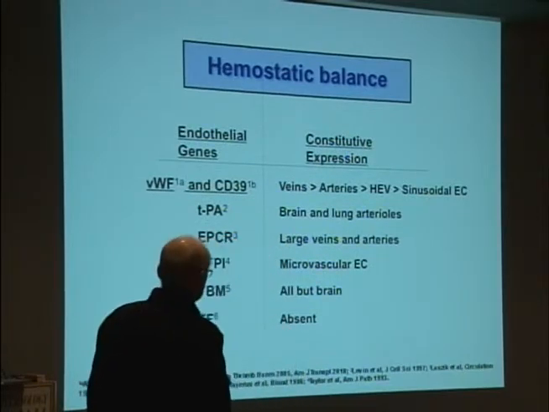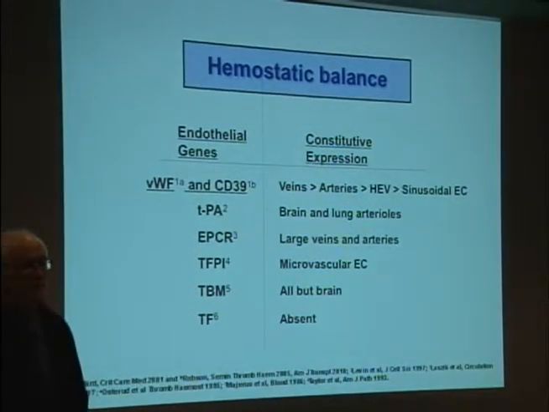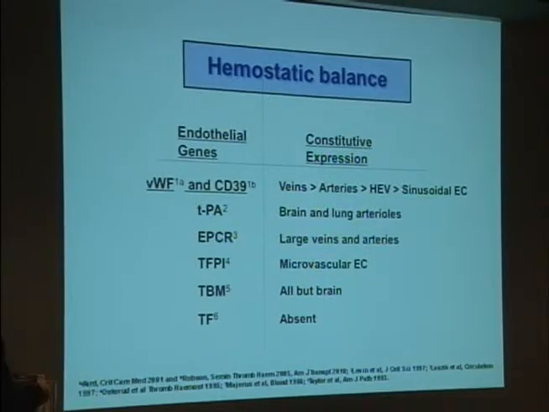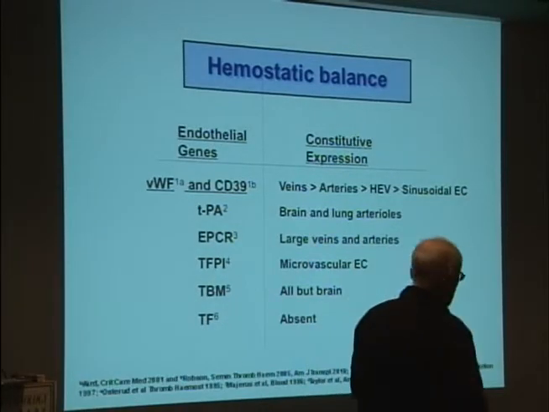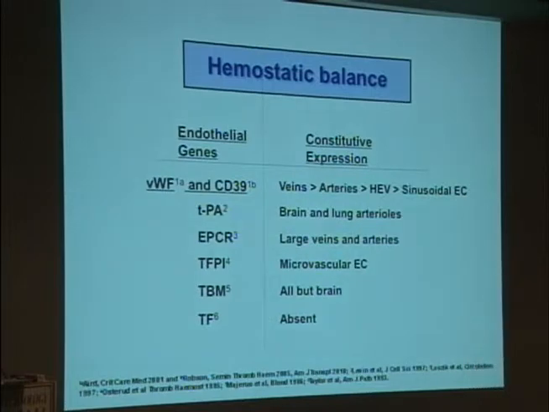So this hemostatic balance, not only is it different from organs, but it's also different to the level of the microvasculature you're in. These endothelial cell genes, von Willebrand factor, CD39, this ectoenzyme of our interest that I'll talk about later, high levels in veins, arteries, then hepatic endothelial cells, and then high sinusoidal endothelium, brain and lung arterioles with TPA, these protein C receptors, large veins and arteries, TFPI only in the microvasculature. And curiously, tissue factor that we hear so much about initiating clotting is not present in the quiescent endothelium. It's just not there. You have to get endothelial cell activation to actually drive a clot.